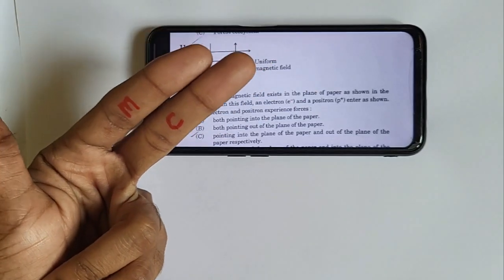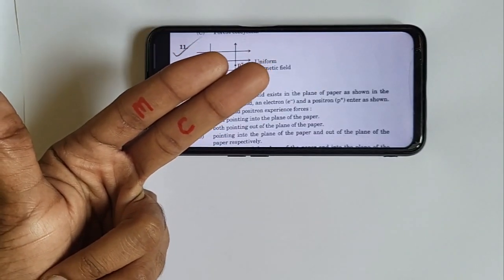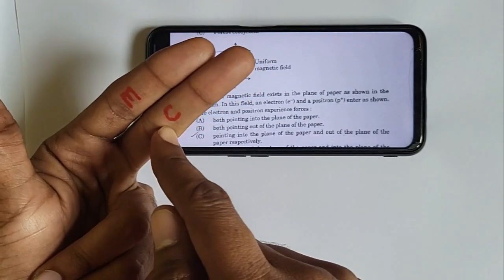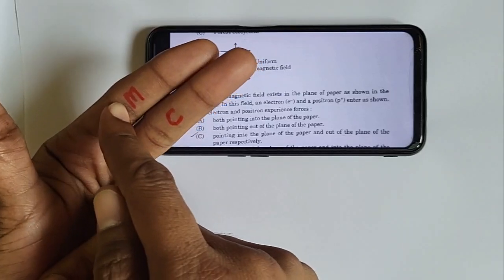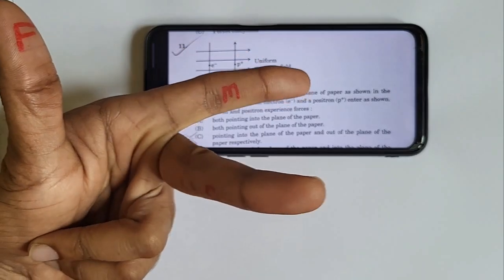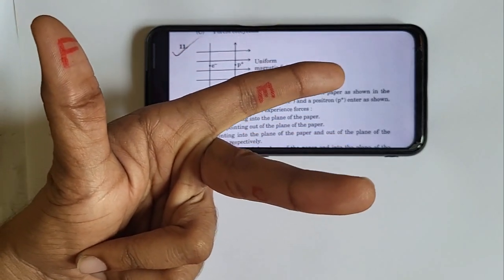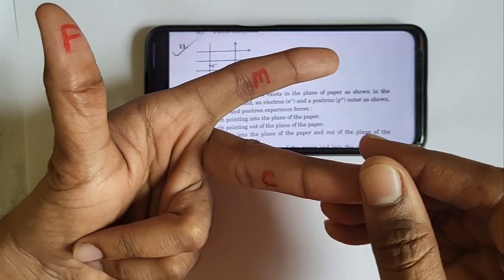Sometimes if you look, children will be taller than the mother, correct? So C is child, current, and M is mother, magnetic field. So if you place these three fingers like this, you are going to get the answer, and you can apply this rule on any condition.